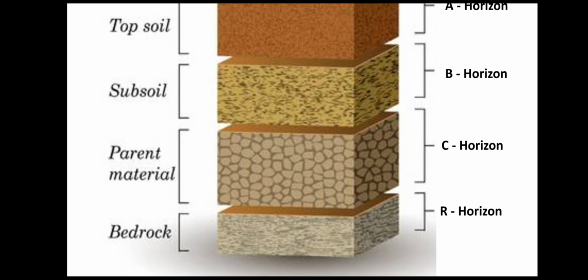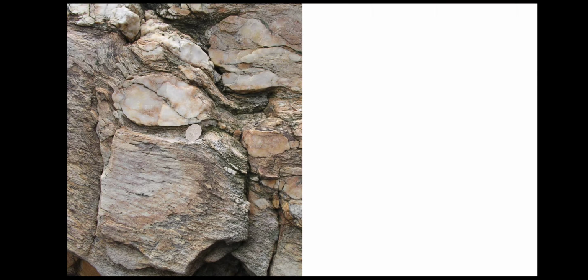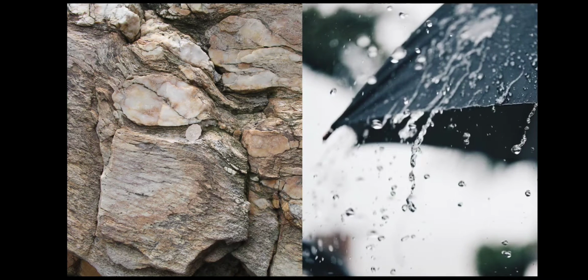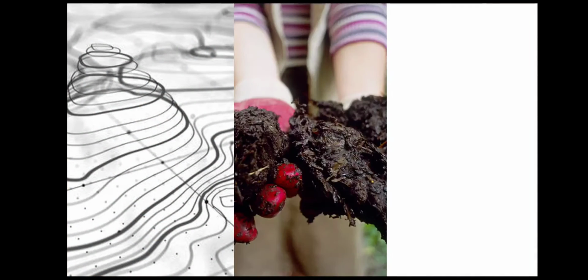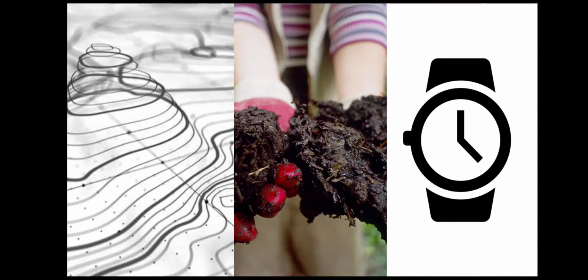Next, factors of soil formation. The main factors of soil formation are the nature of the parent rock and climate. But other factors also affect soil formation. These are topography, role of organic material and time, which is taken for the composition of soil formation. All these differ from place to place. Let's have a detailed look at the factors of soil formation.